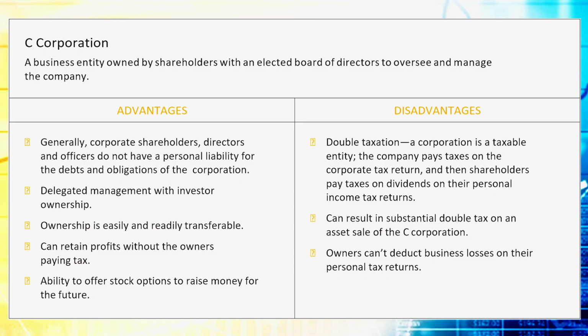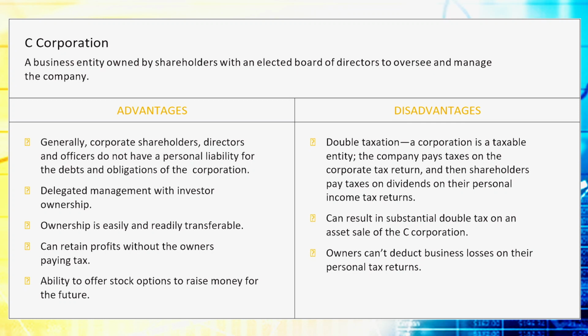C corporation: a business entity owned by shareholders with an elected board of directors to oversee and manage the company. The advantages: generally, corporate shareholders, directors, and officers do not have personal liability for the debts and obligations of the corporation. Delegated management with investor ownership. Ownership is easily and readily transferable, can retain profits without the owners paying taxes, ability to offer stock options to raise money for the future.